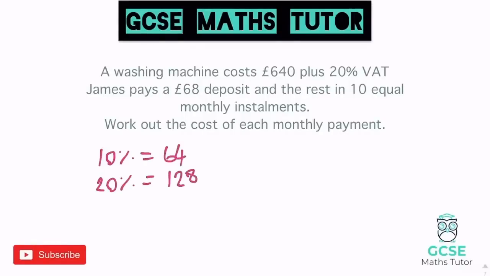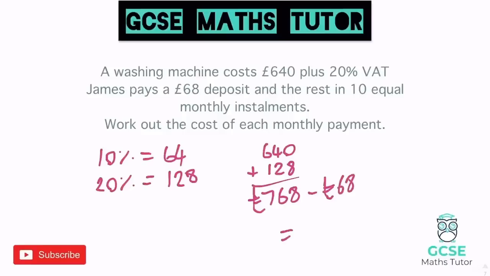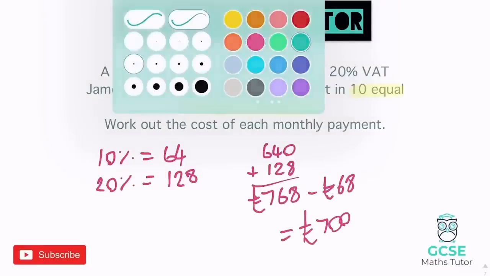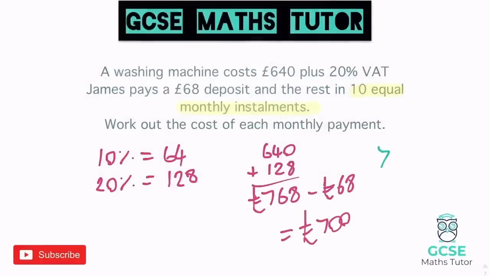So that's the extra amount he's got to pay for VAT. So if we add these together, 640, add 128, we get £768. Now it says he's going to pay a £68 deposit, so let's take that £68 off because that's what he pays right at the start, and that leaves us with £700. Now it says in the question he's going to pay that in 10 equal monthly instalments. So if we divide this by 10, 700 divided by 10 tells us that he's going to pay £70 per month.